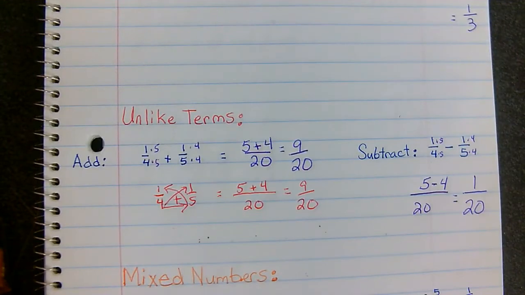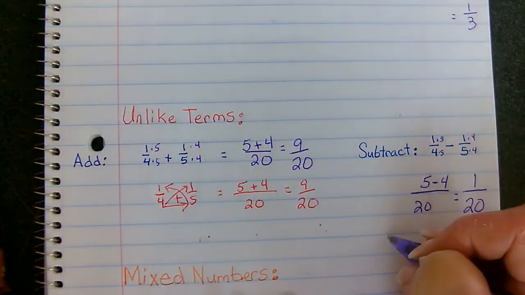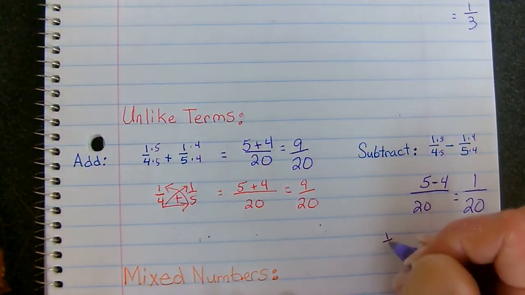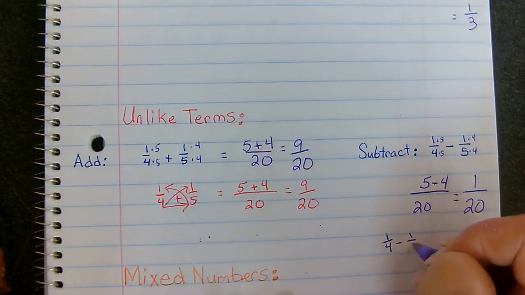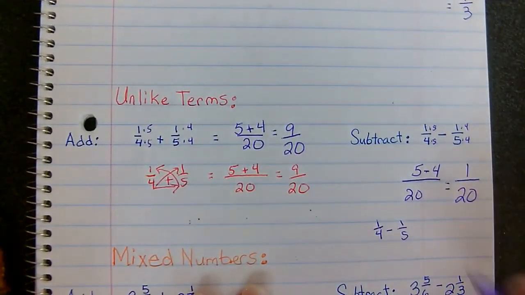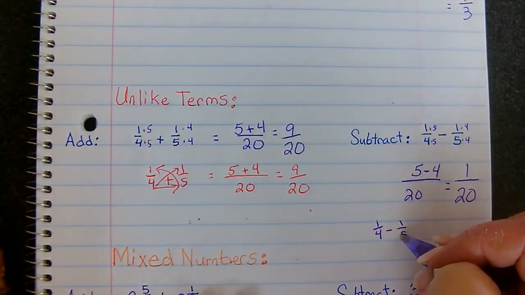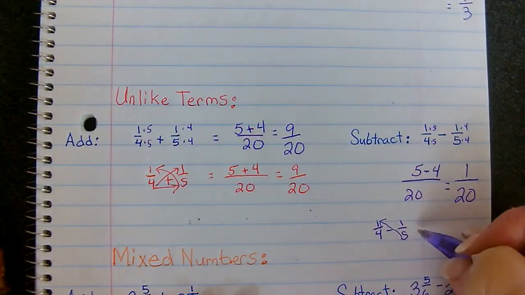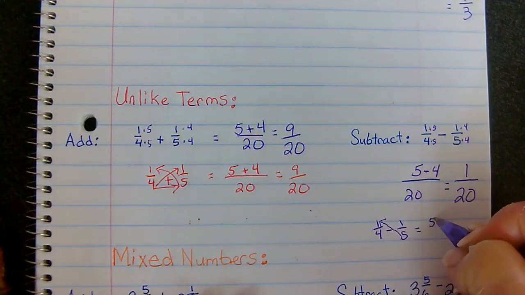Alright? Okay, let me show you the trick we just did a moment ago, okay? Let me rewrite the problem. 1/4 minus 1/5. I'm going to multiply, but you've got to go from this corner to the top left first. And 1 times 5 is 5.